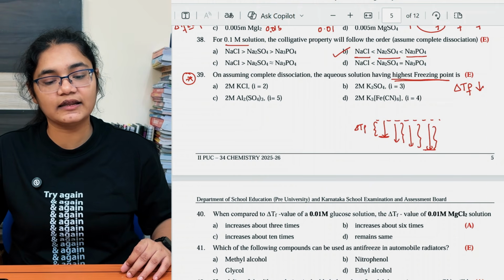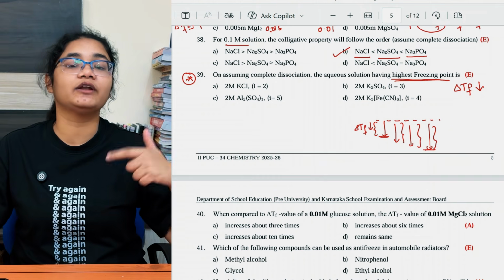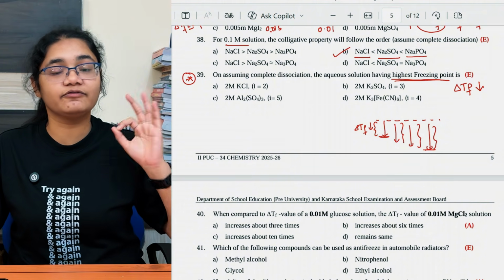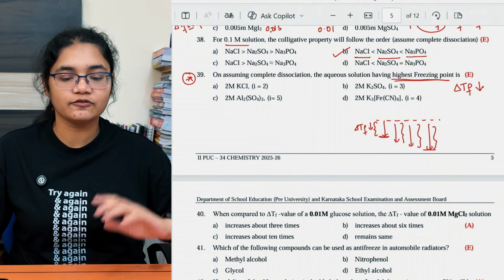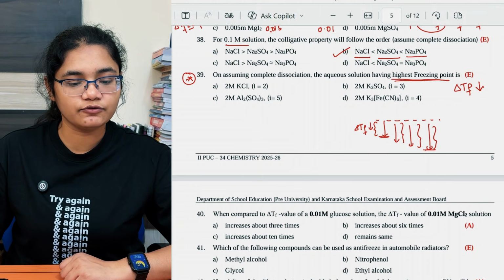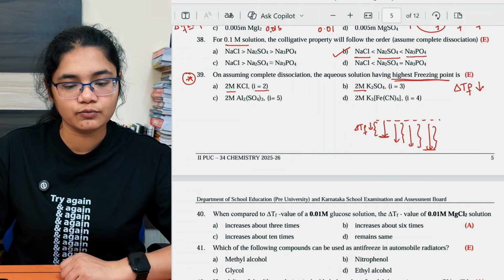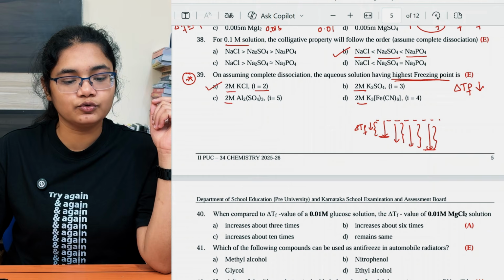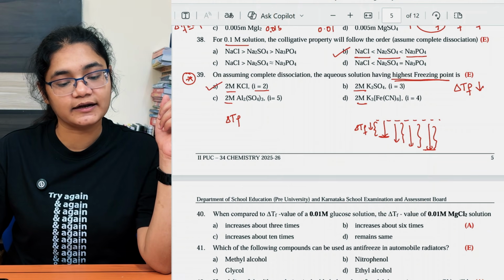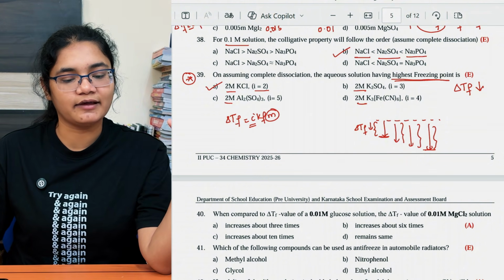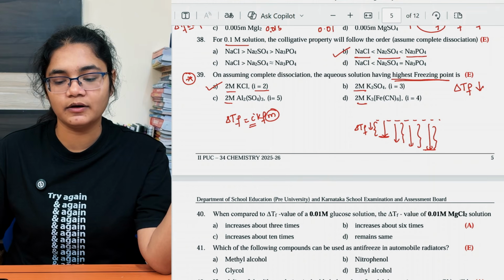So where the ΔTf value is least, there the freezing point of the solution will be maximum. Where the ΔTf value is highest, there the freezing point of the solution will be least. So I want to calculate the highest, so I have to look for minimum depression in freezing point. Here all are 2 molar, so we just need to take the i value. i equal to 2, 5, 3 and 4. Again the formula is ΔTf is equal to i into Kf into m. Here molarity is given, but let's assume it is molality. It is the same here for all, only the i value will affect. So the minimum is in option A, right?